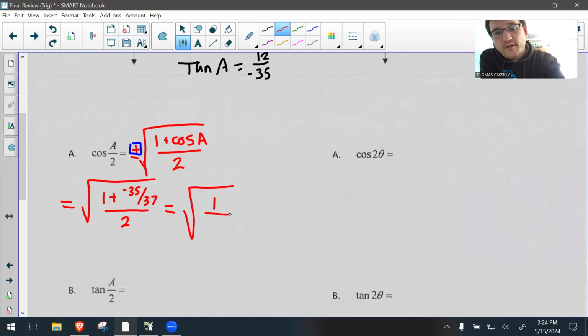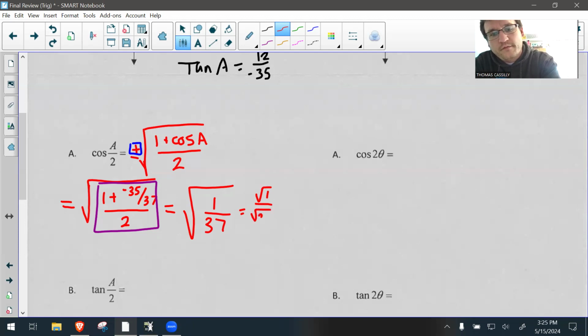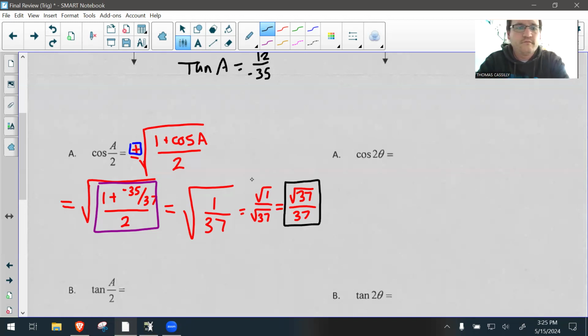So I think it was 1 over 37, right? When you go to type this into your calculator, only type the inside into the calculator, because then we can get a fraction out of that. So you have 1 over 37, and that's all inside the square root. So this is the square root of 1 over the square root of 37, and we need to rationalize this. The square root of 1 is 1, so I'm going to multiply both the top and the bottom by the square root of 37. So we get the square root of 37 all over 37, and that is our final answer.